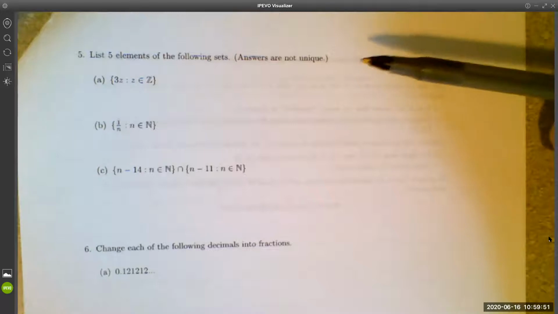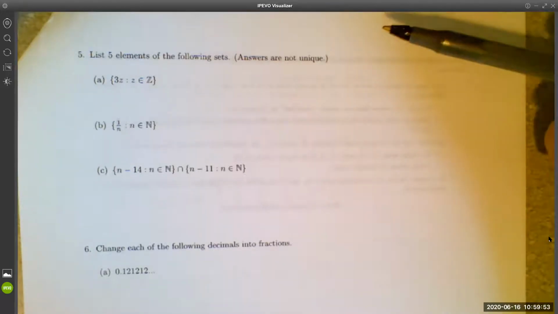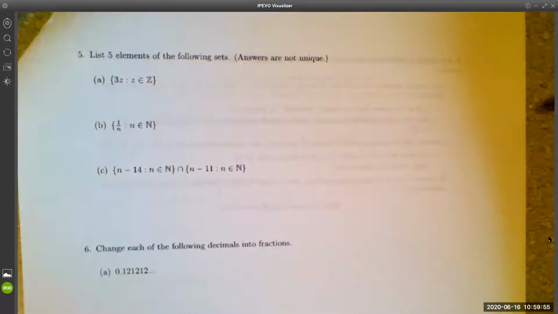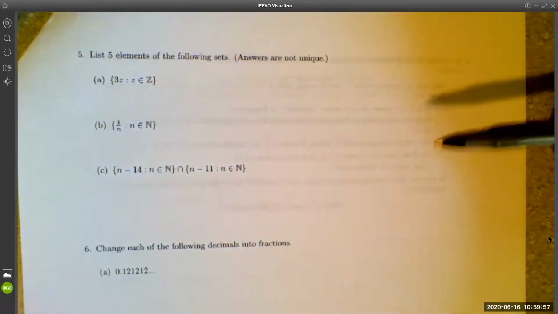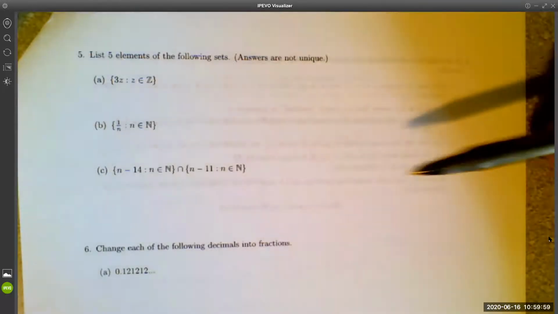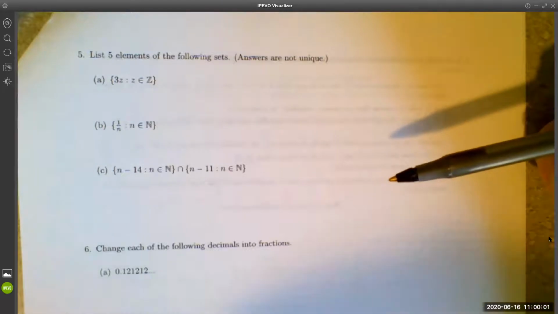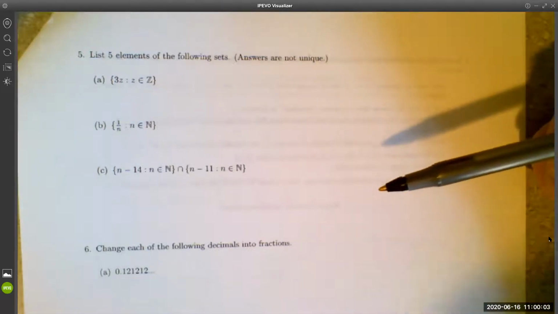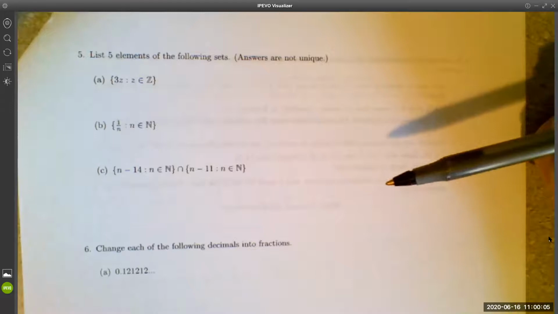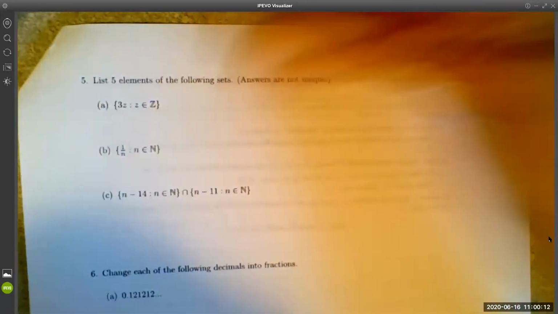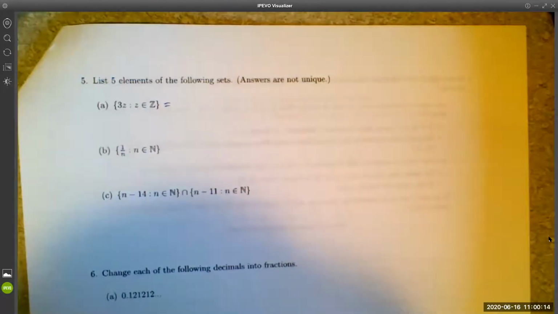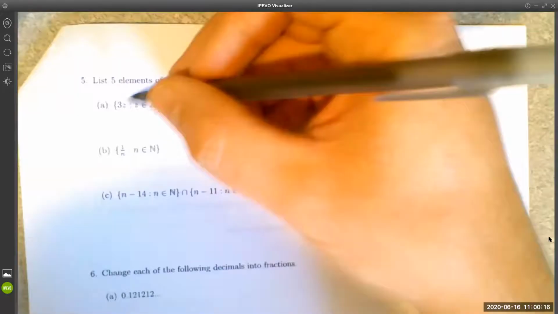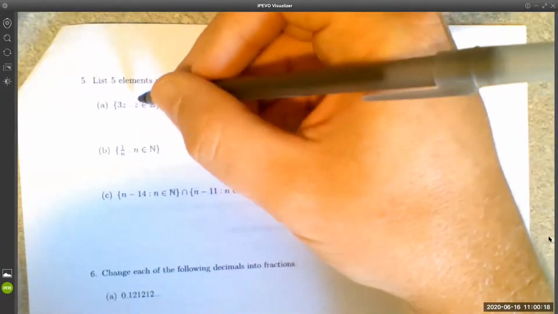Number 5, list 5 elements of the following sets. Answers are not unique. You could come up with all kinds of different answers to these, but I'm going to list off 5 elements of each of these sets. Go ahead and give the video a pause and try it out on your own before you look at my solution. Okay, here I go. So 5 elements of this set. We have the set 3z where z is an integer.